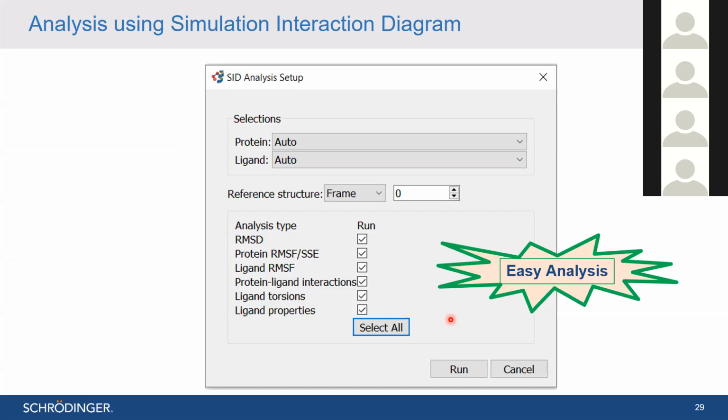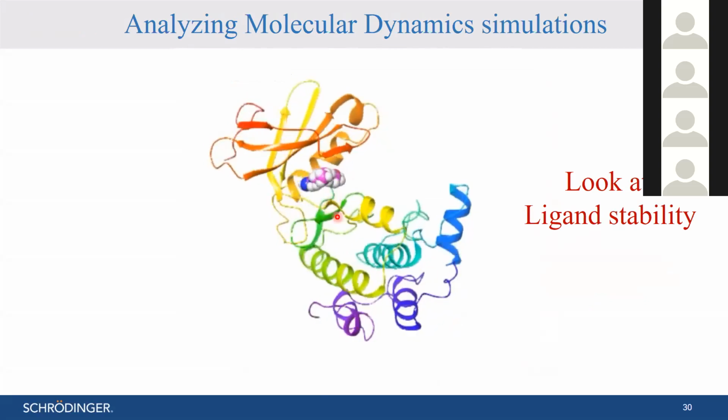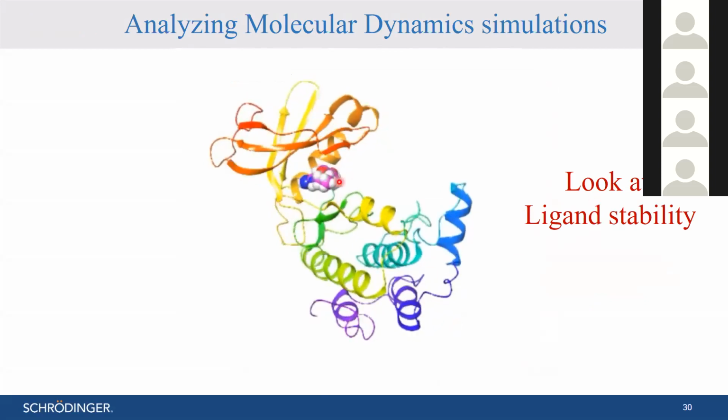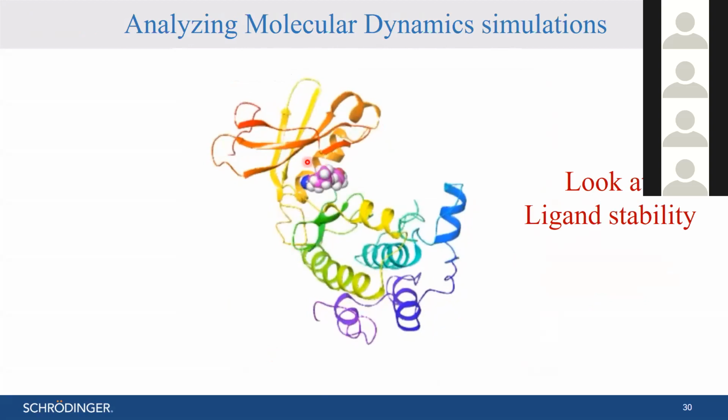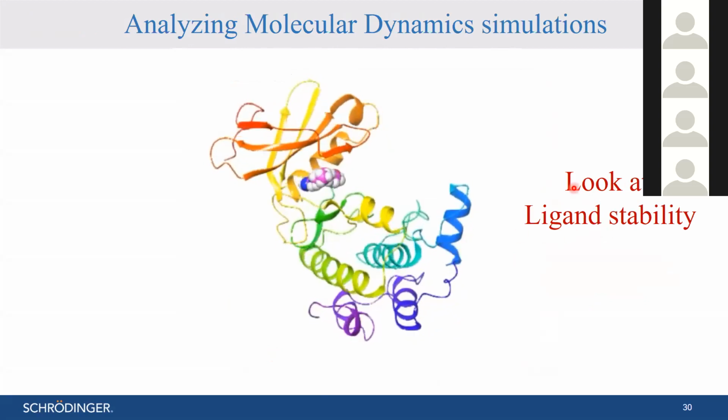So what do you want to look at? We already did docking in the previous sessions. We know how docking works. We know that the ligand is interacting with the protein. What we want to do is look at the ligand stability. So if you look at this particular video here, you have the protein and you have the ligand, and the ligand is interacting with the protein, and you want to look at how stable the ligand is.